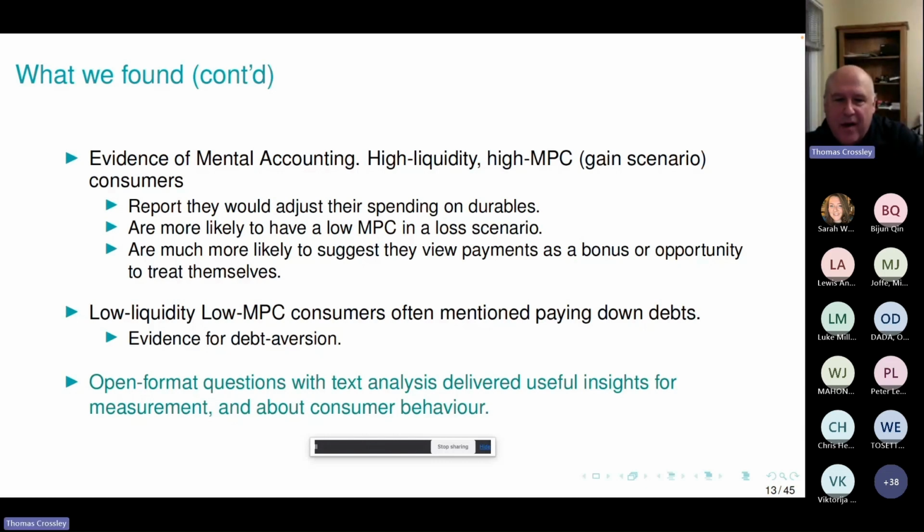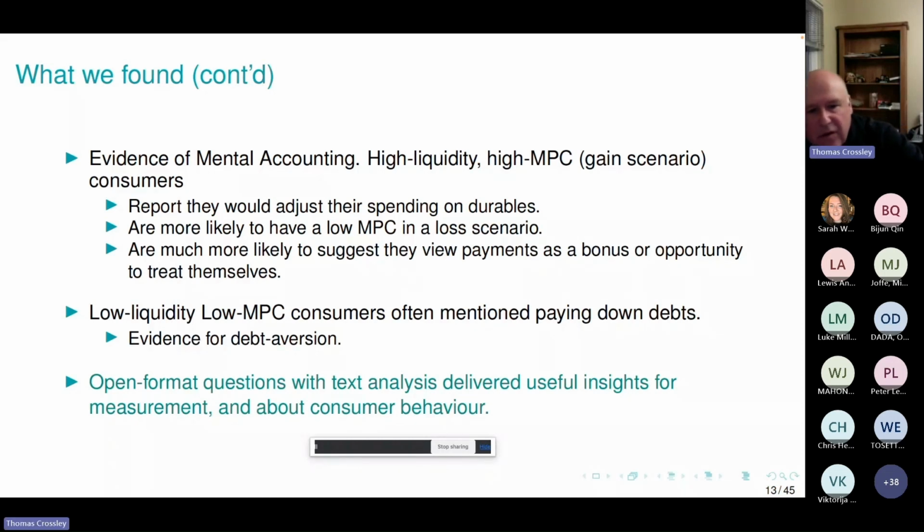And when we ask them why they would spend, they are much more likely to suggest that they view payments as a bonus or an opportunity to treat themselves. So there's a lot of language that's suggestive of mental accounting, where people think of a windfall as separate from their regular finances.